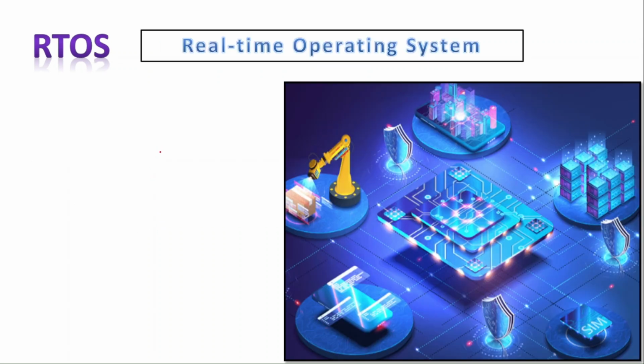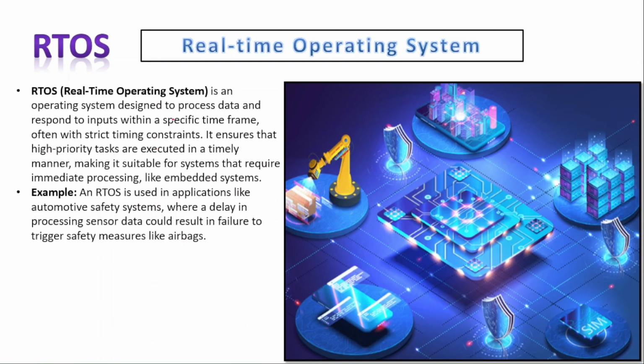RTOS, that is real-time operating system. So RTOS or real-time operating system is an operating system designed to process data and respond to inputs within a specific time frame, often with strict timing constraints. It ensures that high priority tasks are executed in a timely manner, making it suitable for systems that require immediate processing, like embedded systems. Example, an RTOS is used in applications like automotive safety systems, where a delay in processing sensor data could result in failure to trigger safety measures like airbags.